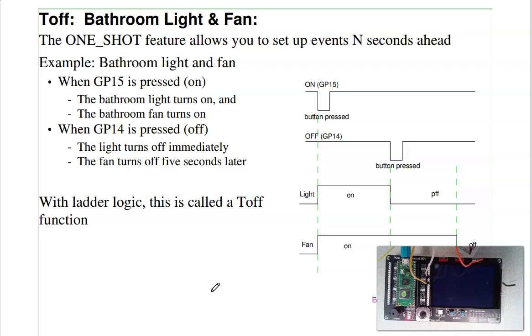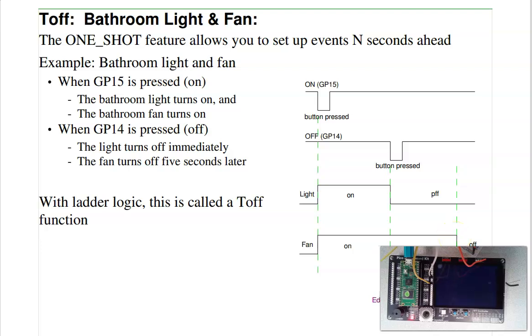Another thing you can do with timer interrupts, I can do things like a bathroom fan and light. There's a T-off and T-on function, something that's common with ladder logic. With the bathroom light, I'll have 2 buttons, an on button and an off button. When I hit the on button, the light and fan turn on. When I hit the off button, the light turns off, but the fan turns off 5 seconds later. So come up with a function that does that.